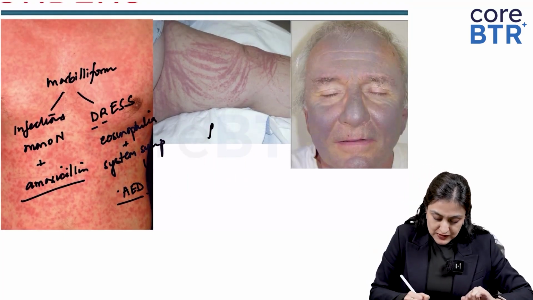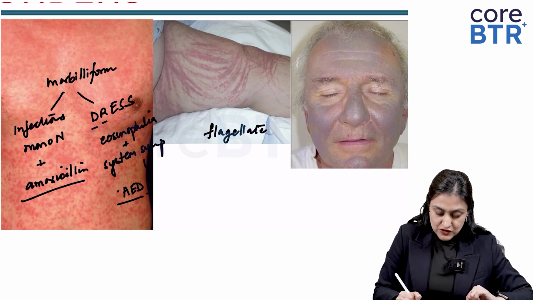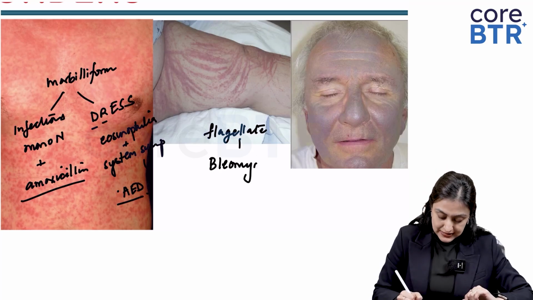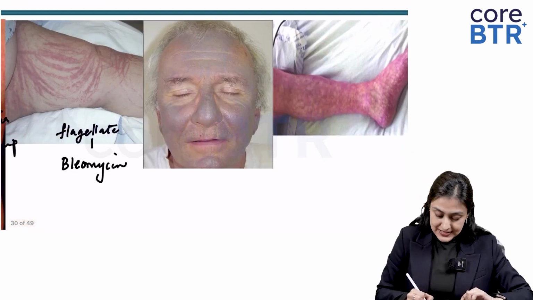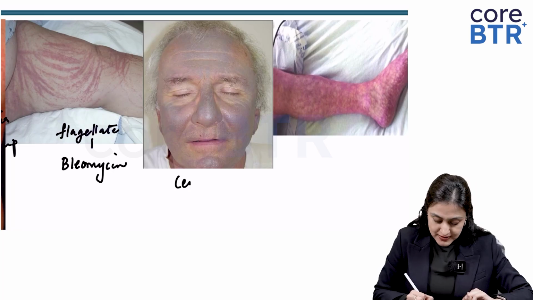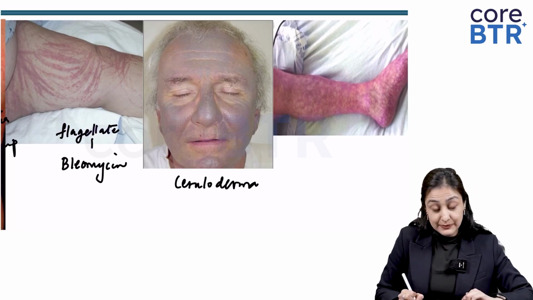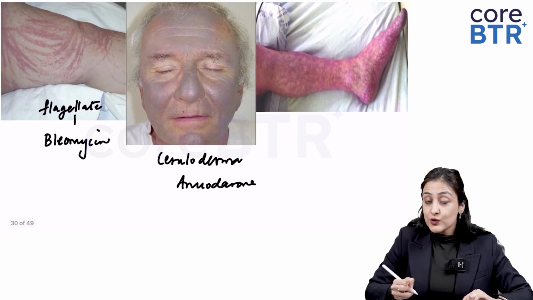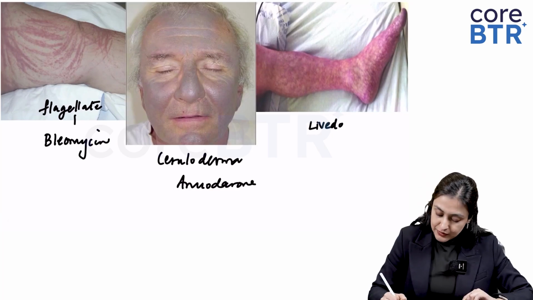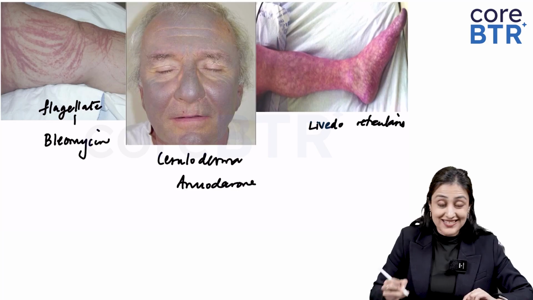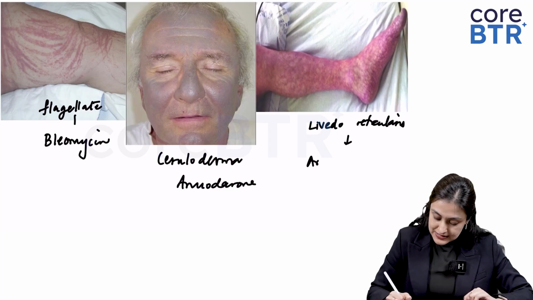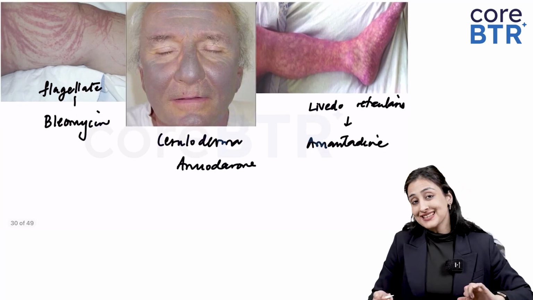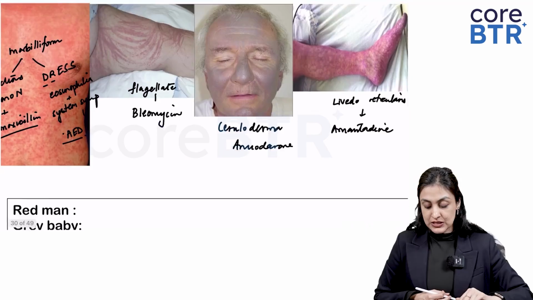Spotter, PYQ, this is flagellate dermatitis. We've studied this in anti-cancer as well. What is this? This is because of bleomycin. Then you can see blue man syndrome, blue matlab ceruleus. So this is ceruloderma. Tell me the cause. Amiodarone. And when you see this livedo reticularis appearance, net appearance, reticular, remember lichen planus, reticular, livedo reticularis, this is amantadine. We use it in Parkinson's. We have studied in neuro. It's an add-on drug for Parkinson's. So this is what we have.